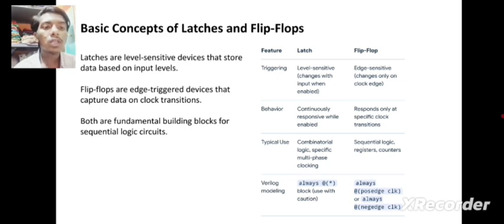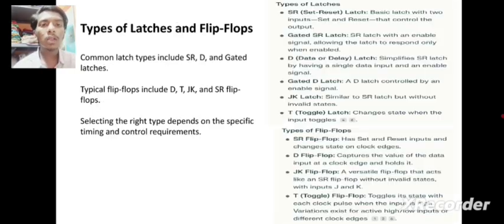Another feature is Verilog modeling. We use the always block with a sensitivity list. And then the next is the types of latches and flip-flops. Commonly the latch types include SR, D and gated latches. Typically the flip-flops include D, T, JK and SR flip-flops. Selecting the right type depends on the specific timing and control requirements.